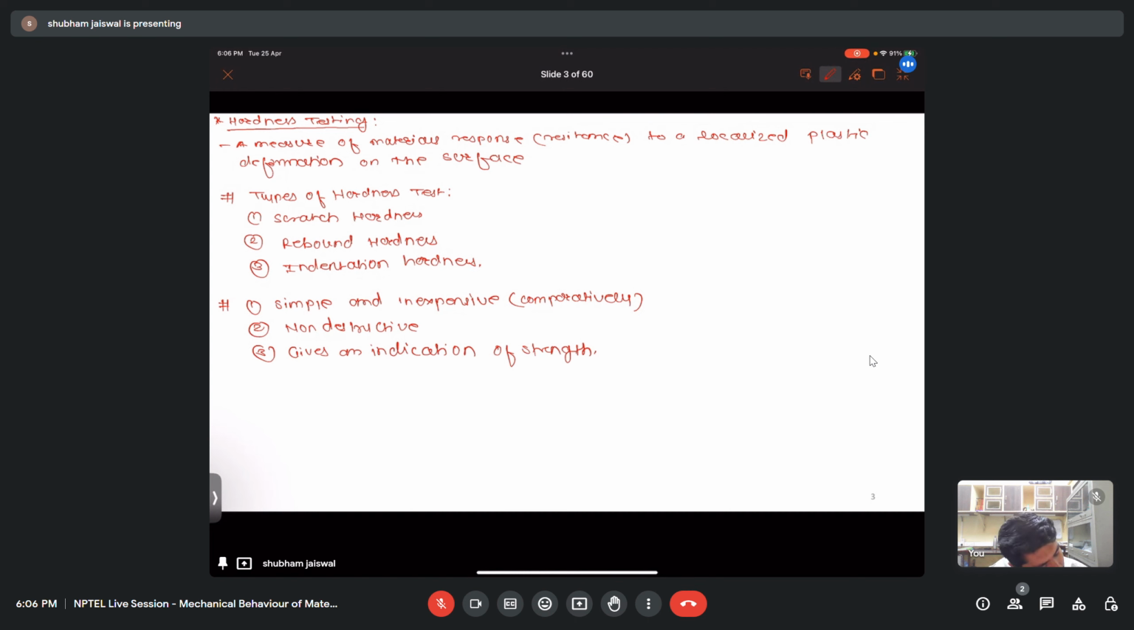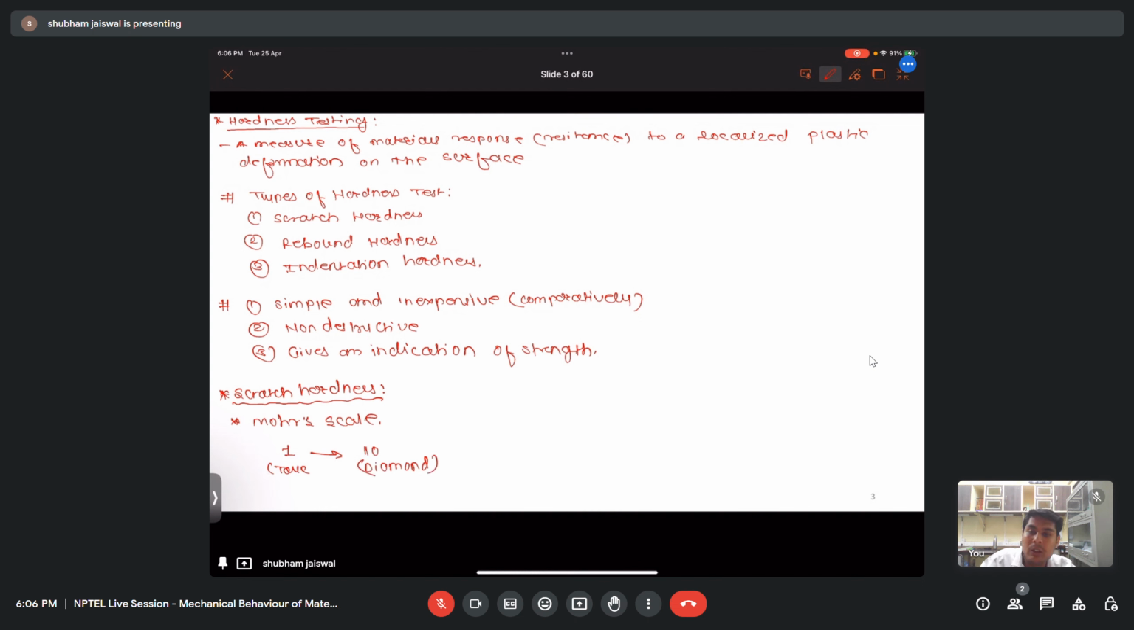So first we'll see the scratch test. It is based on the Mohs scale. What he did, he took 10 different compounds and gave them hardness numbers, like he gave one for the softest and up to 10, which he gave to the diamond.